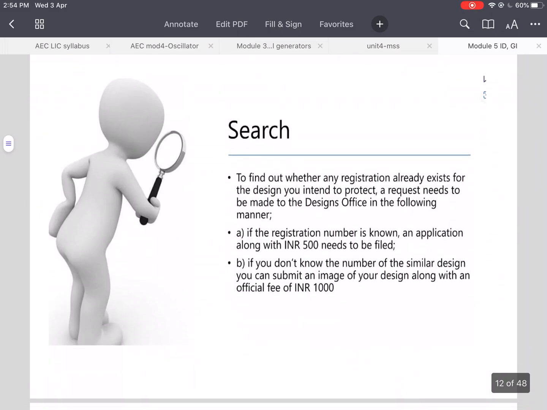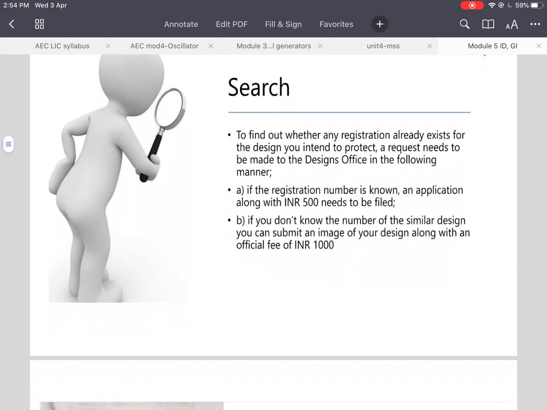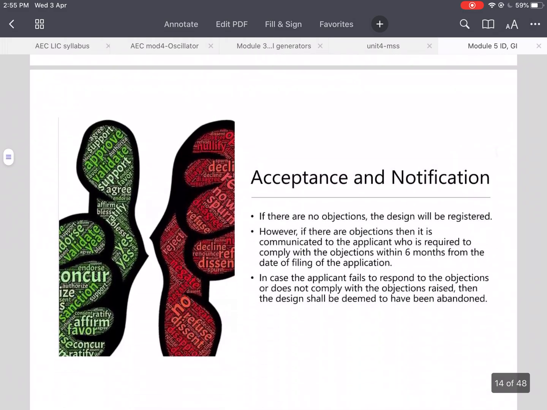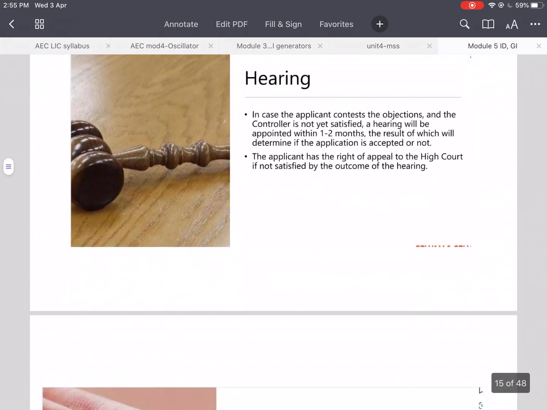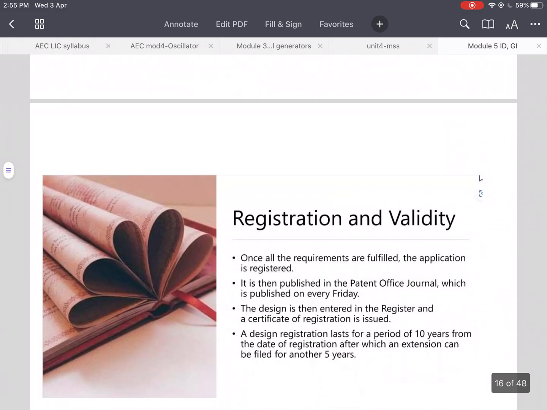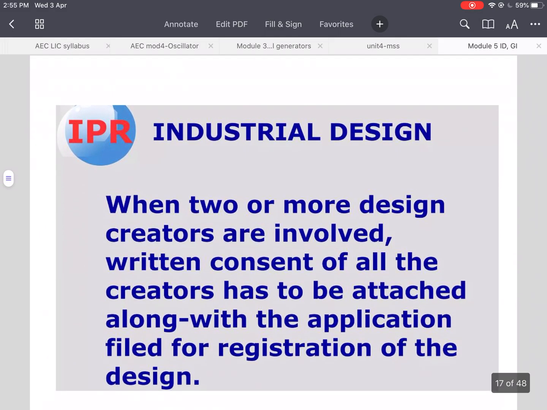Before doing it, we need to check whether any such industrial design is already present on the website, which we cannot search just like any other IPs. Here we have to do it on the registered website. By paying 500 rupees, we can check it if you have a register number. If you do not know the register number of a similar design, you can pay a fee of 1000 rupees and get it searched. After your entire application, you will receive an acceptance or notification saying your application is granted, and you appear for a hearing. The registration is done and the validity is given.